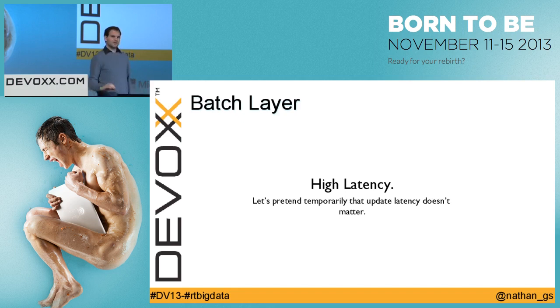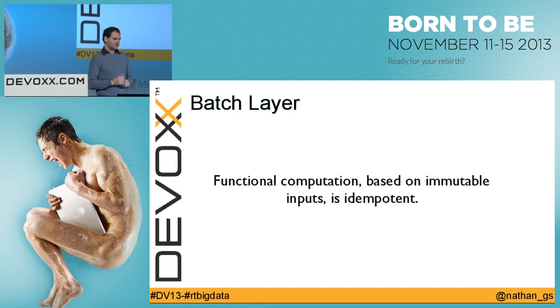And something really important in the batch layer: if you compute something, your input is immutable. So if you run the same function on top of your inputs, you will always generate the same output. So it's idempotent, which is a nice property, because then you can always restart your processes. If anything goes wrong during the process, you just throw out your intermediate results and restart it.